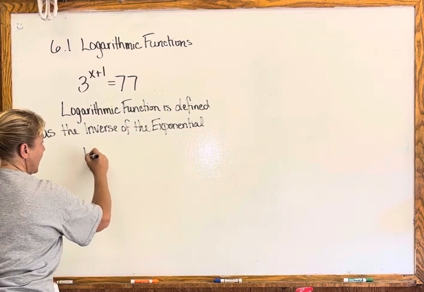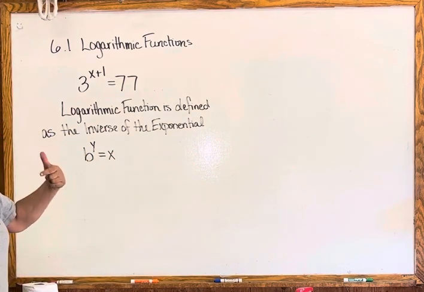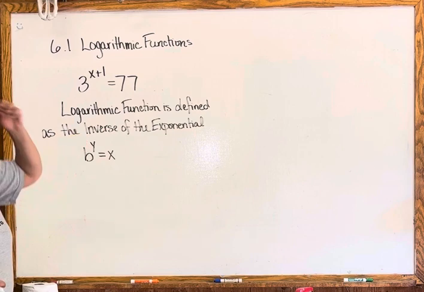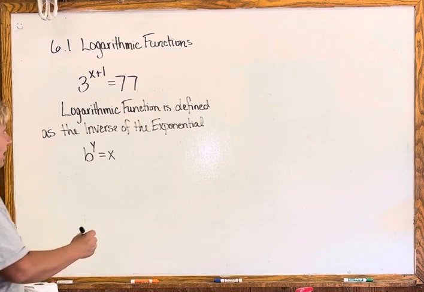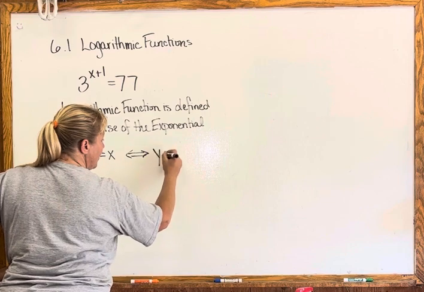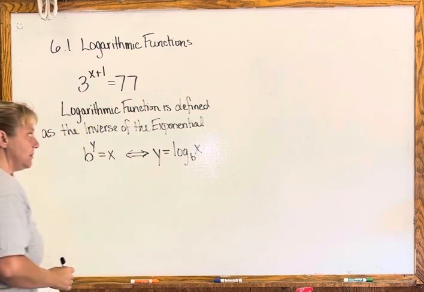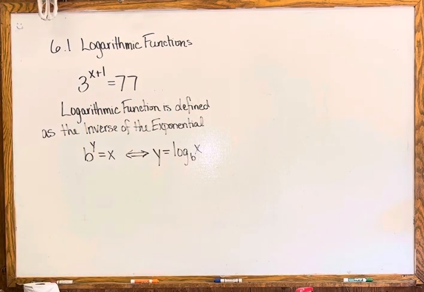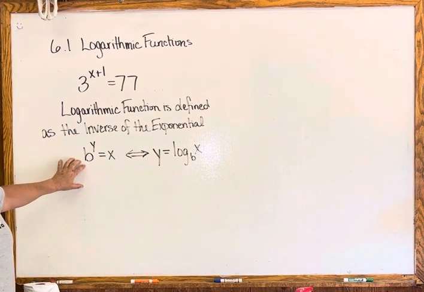If we have b to the y equals x. Okay? Now, from what we did in our last lecture, our x and y are in opposite positions because we're looking at the inverse. And remember how we find the inverse by flipping x's and y's? This is going to lead us to our new notation, y equals log base b of x. All right, now, the log only exists in that it is the opposite or the inverse of the exponential.